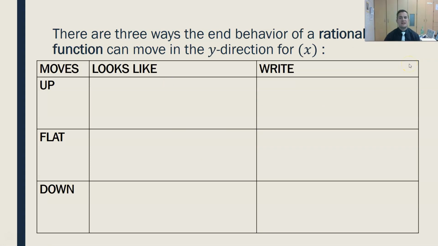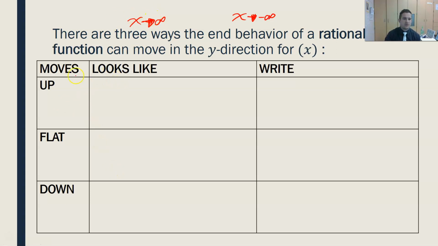So there are three ways the end behavior of a rational function can move. As x goes to infinity, or as I'm going all the way to the right of the graph, or as x goes to negative infinity, as I go all the way to the left of the graph, there are three different ways the end behavior of the rational function can look, if that makes sense.